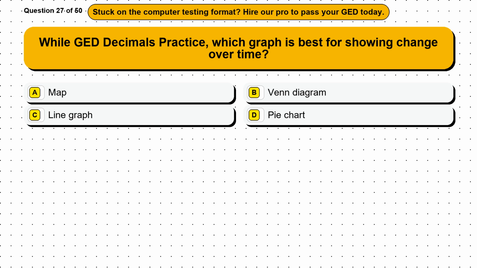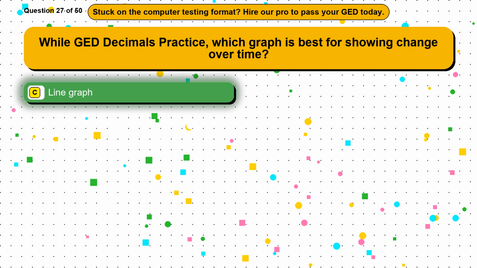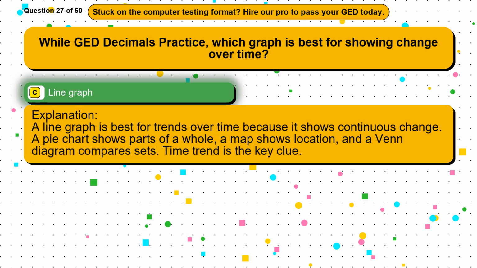Question 27. While GED Decimals Practice, which graph is best for showing change over time? Option A map. Option B Venn diagram. Option C line graph. Option D pie chart. The correct answer is option C. Line graph. A line graph is best for trends over time because it shows continuous change. A pie chart shows parts of a whole, a map shows location, and a Venn diagram compares sets. Time trend is the key clue.